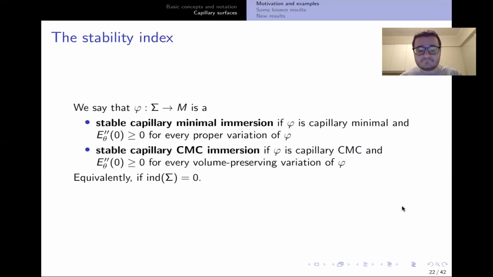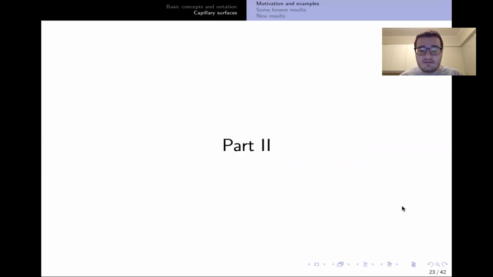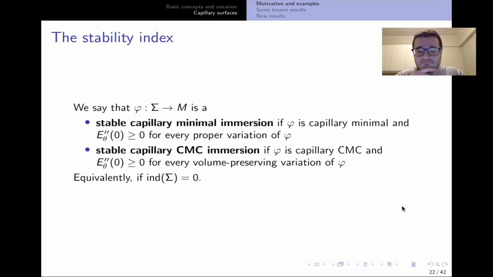So this is the first part of this two-part small series, and in the next part we'll see some theorems concerning these capillary minimal and CMC immersions, and I will show you some results I obtained in my PhD thesis.